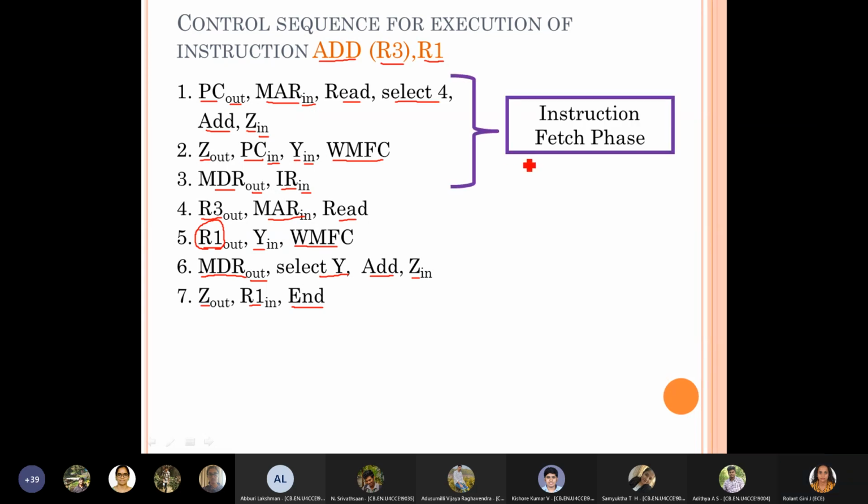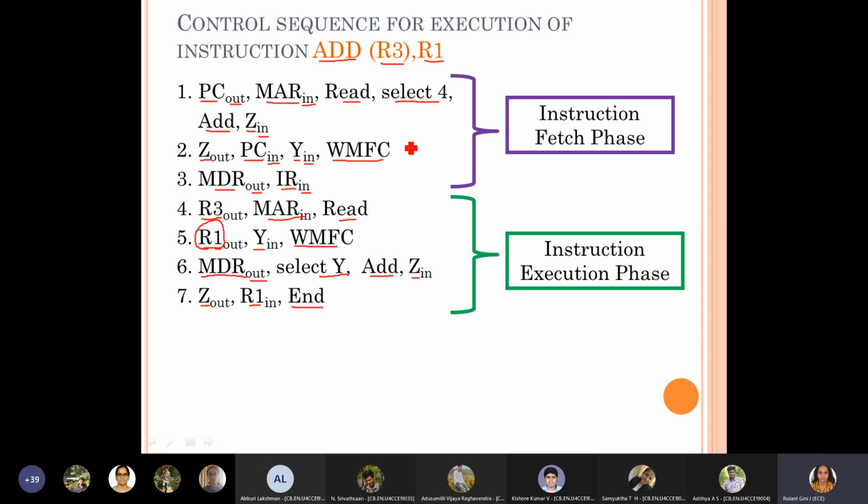Okay, so the first three steps are common, that's the instruction fetch phase, and after that whatever comes is the instruction execution phase. The fetch phase is common for all the instructions, invariable of whatever the instruction is, because we don't know what instruction it is. Only after we take the instruction from the memory do we know that it's this particular instruction and what needs to be done for that. So only in the execution phase will the control signals and the sequence change. For the fetch phase the first three lines remain.